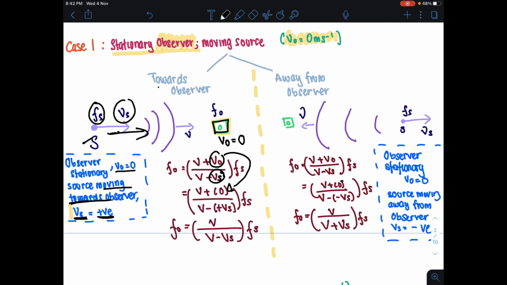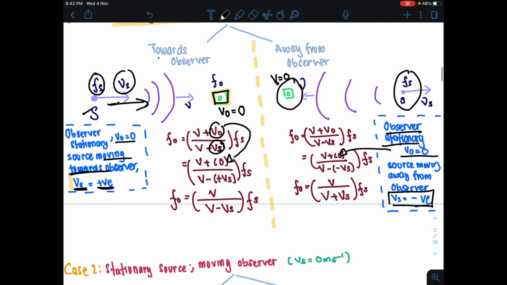Kalaulah case masih stationary observer tapi the source is moving away. So sekarang kita ada source dekat belah kanan, and then kita ada observer dekat belah kiri sini. And the observer is stationary. So V of the observer, V0 is 0. So kita pun akan substitute dalam equation V0 kita kosong dekat sini. And then the source here is moving away. Dia tengah pergi meninggalkan kita. So dia punya velocity akan jadi negatif here.